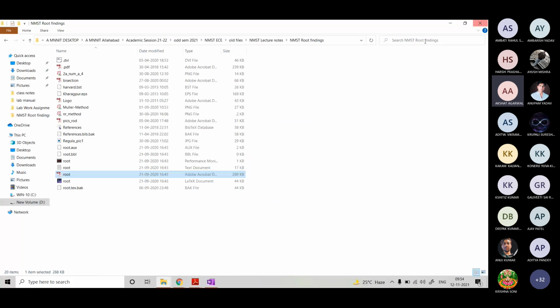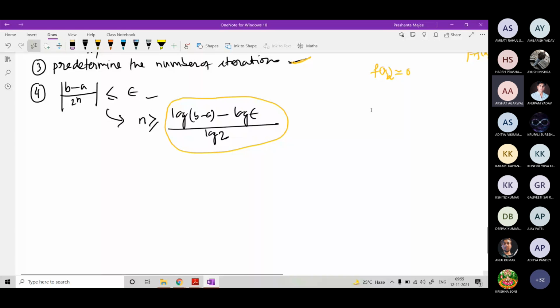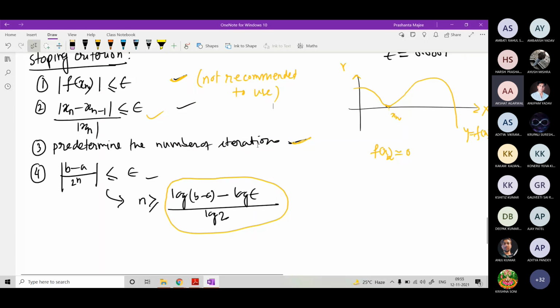Anyway, these class notes also will be shared, but first I have to complete the unit so that the whole unit can be compiled in a single PDF.